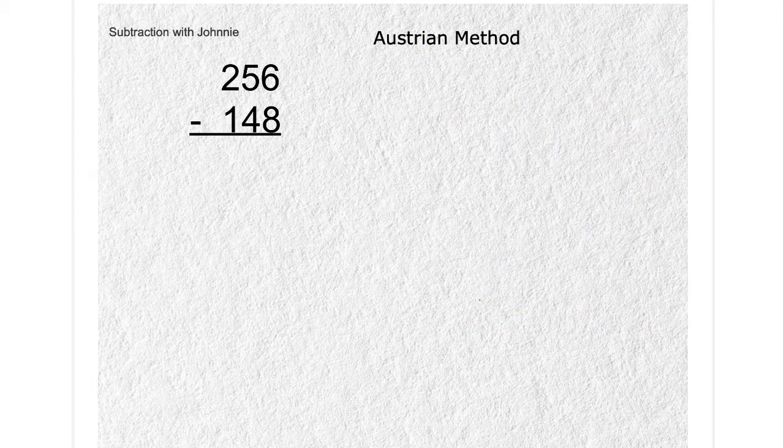Now there's a different approach I'd like to share with you. It's called the Austrian Method. So let's take a look at the Austrian Method. First, let's rewrite the problem. 256 minus 148.